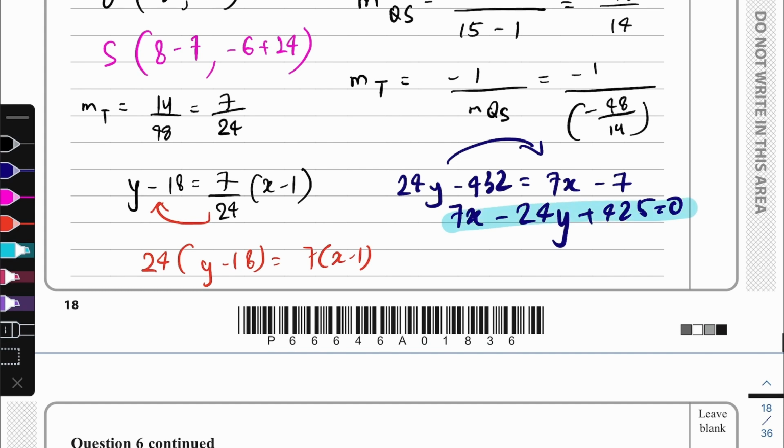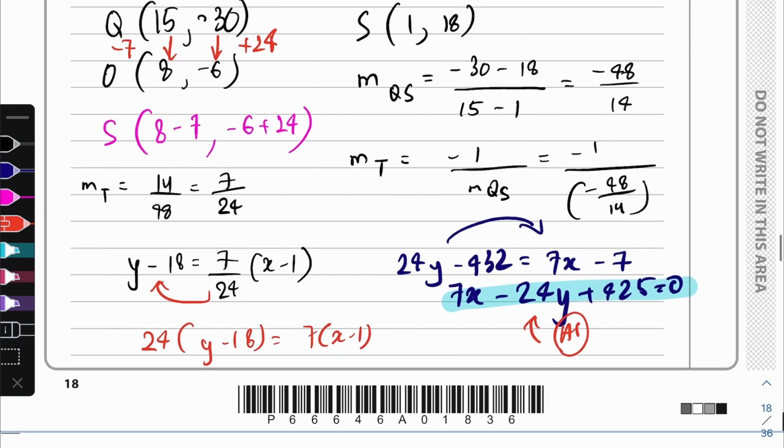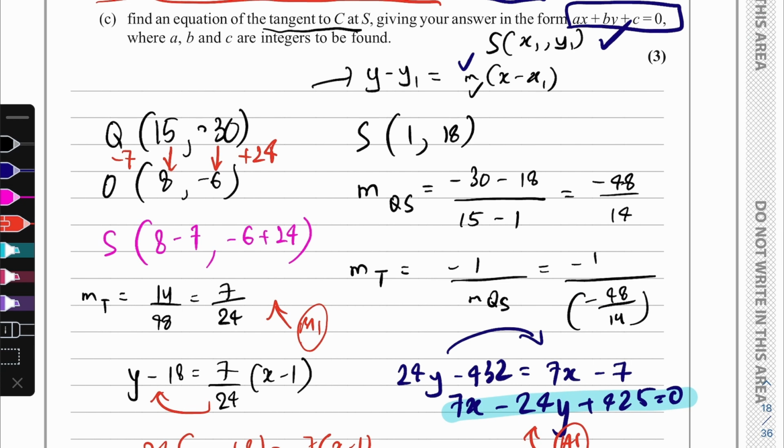So what are the marks? We get 1 mark for getting this final equation, then 1 mark for getting the reciprocal of the tangent gradient, that's this over here, m1, and 1 mark for getting s. So that is B1 standalone.